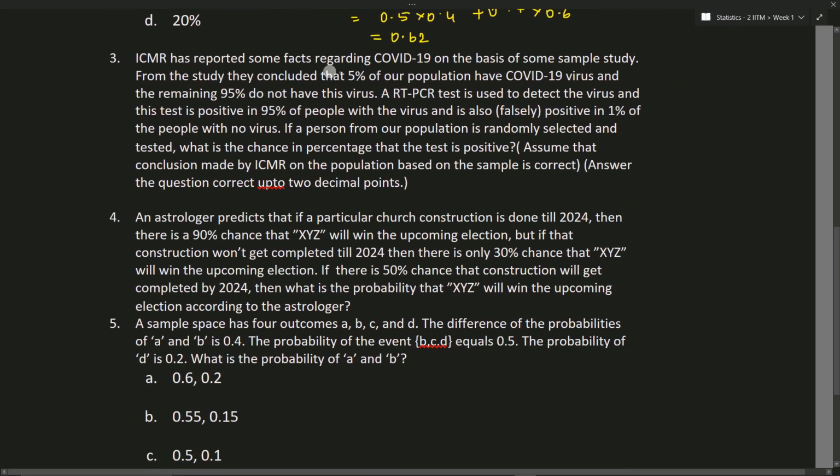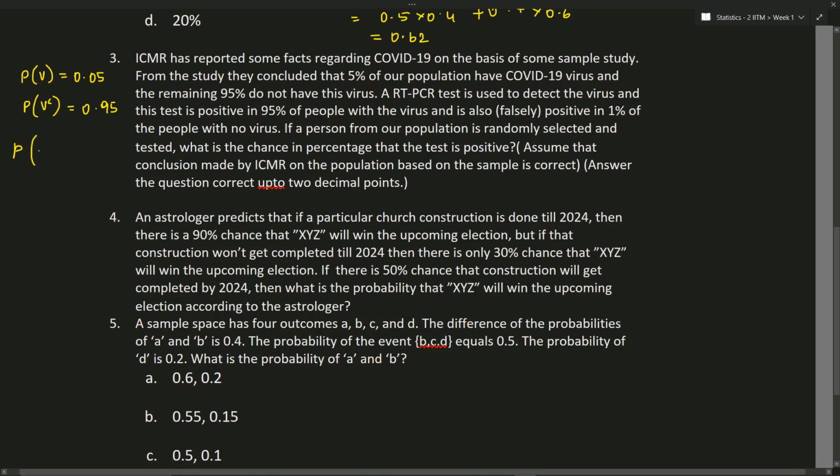Okay, ICMR has reported some facts regarding COVID-19 on the basis of some sample study. From the study, they have concluded that 5% of our population have the COVID-19 virus and the remaining 95% do not have the virus. So I'll take probability of virus, that this person has, that is 0.05, and the probability that he does not have the virus, that is V complement, is given by 0.95. A RT-PCR test is used to detect the virus, and the test is positive in 95% of the people with the virus. So they have given this.